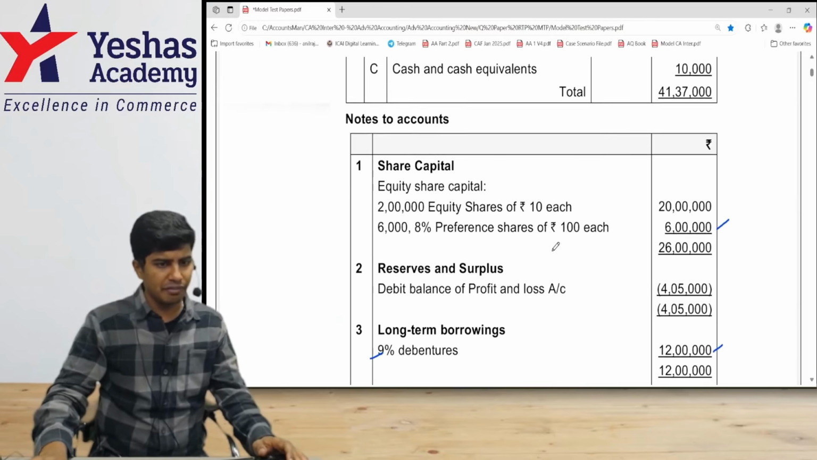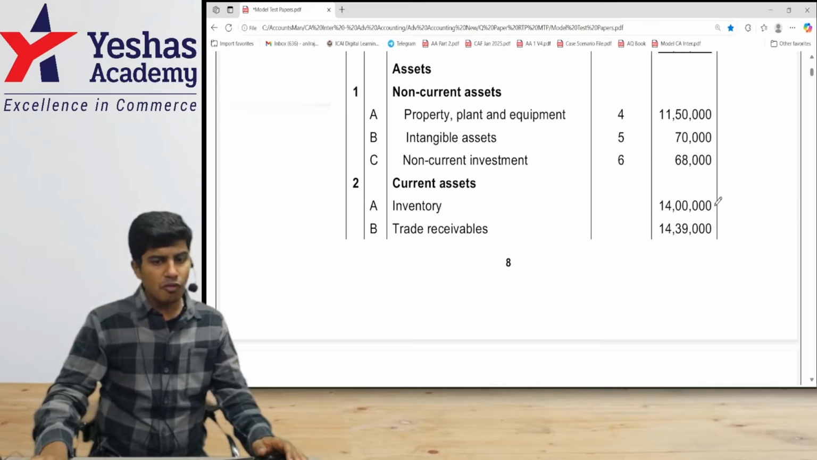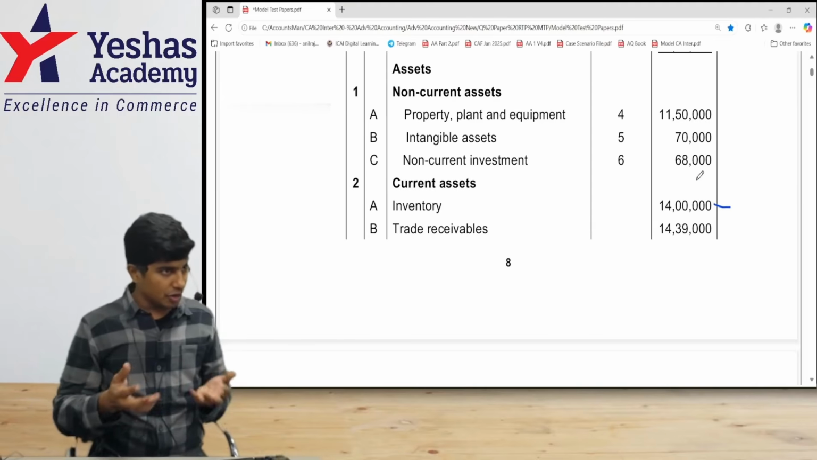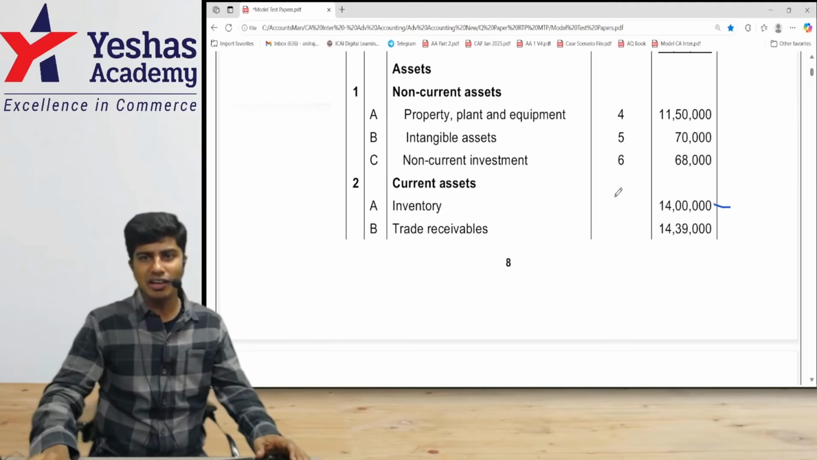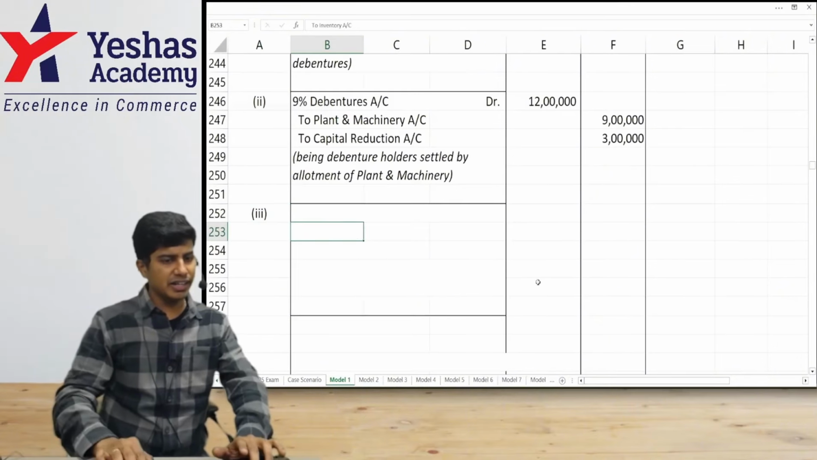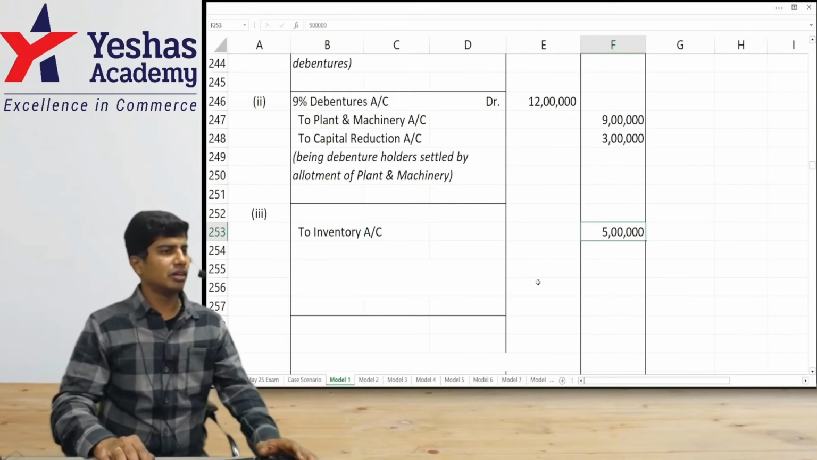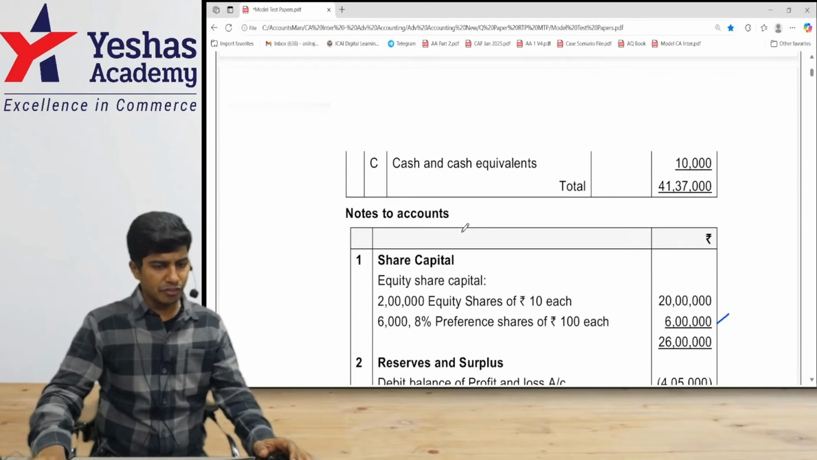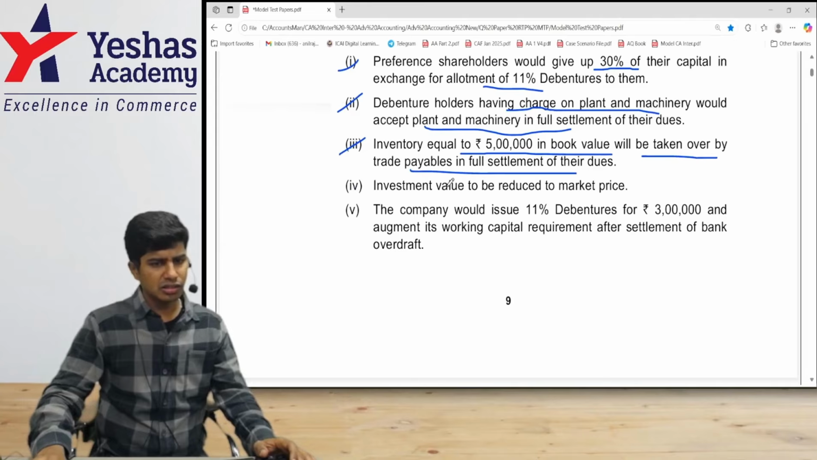How much inventory do we have? Come to balance sheet. 14 lakh worth of inventory. Sir, full inventory could put only 5. Only 5. So can I say my inventory credit here will be only 5. Trade payable, you have got full settlement or only full settlement?